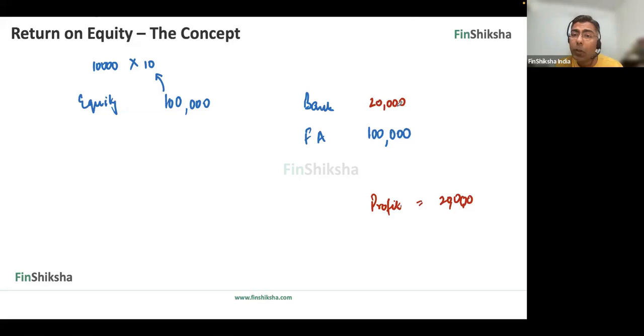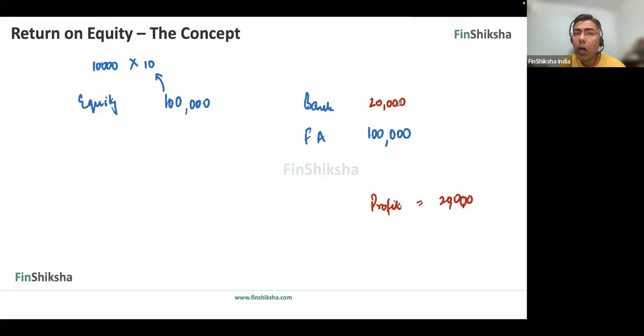Now, there are two things you can do with this. Either you can distribute it to the shareholders, in which case 20,000 is given to the shareholders as dividend, and the equation goes back to 100,000, 100,000. Or you can ask those shareholders whether they are willing to reinvest this money.